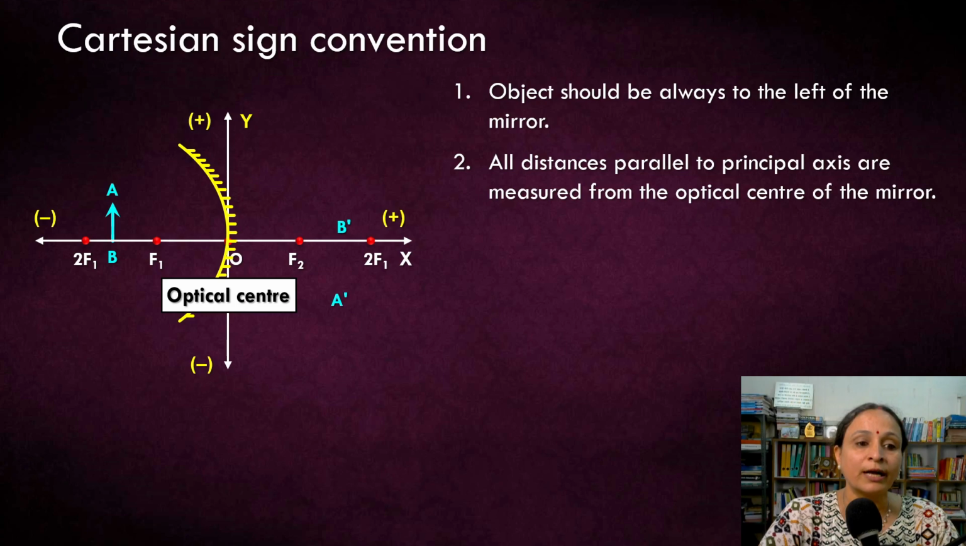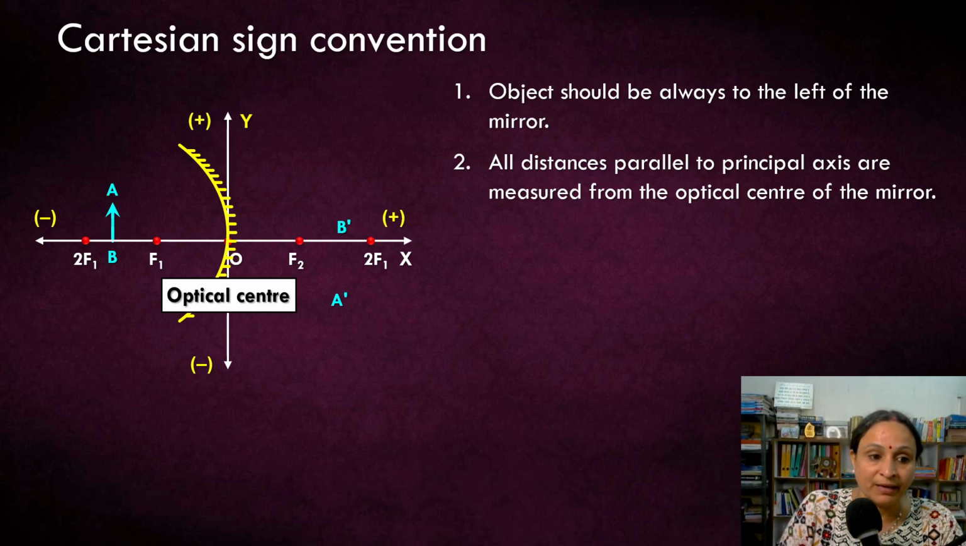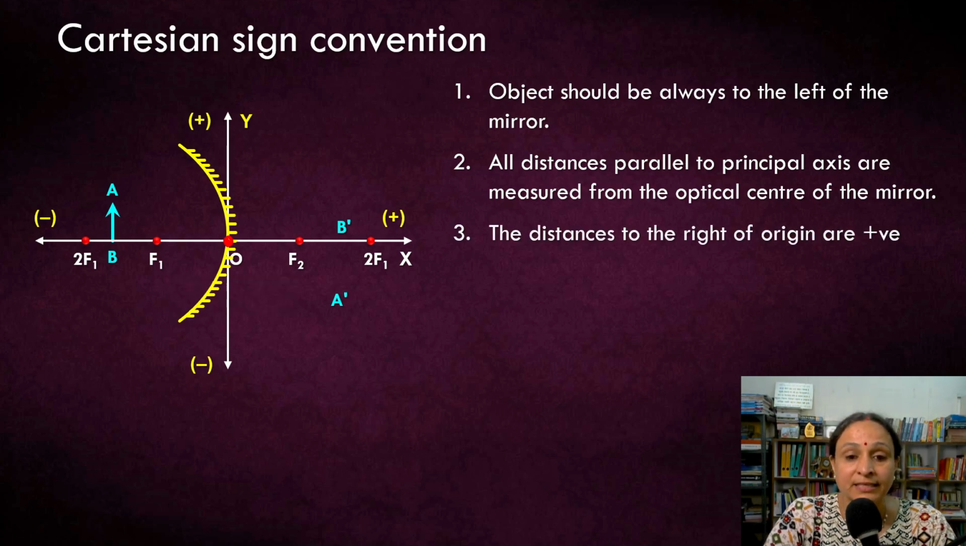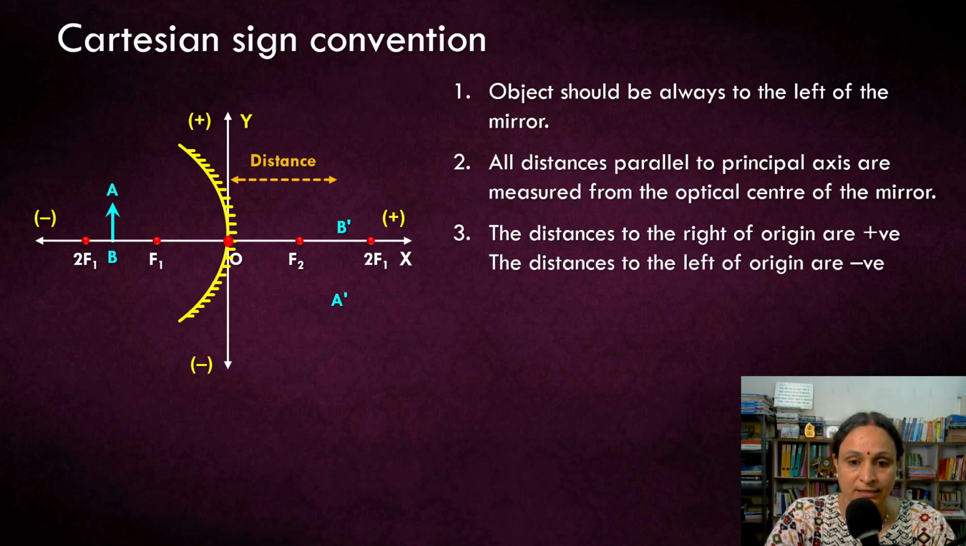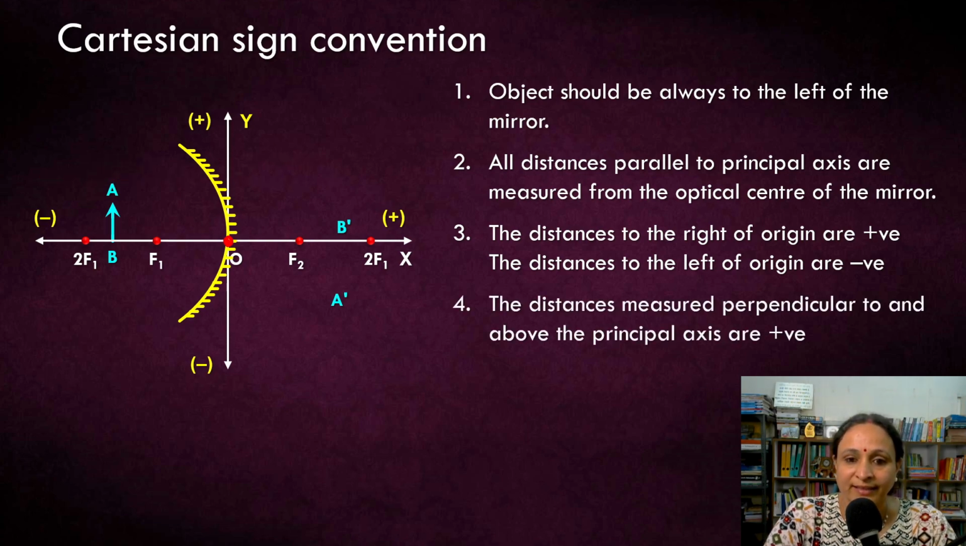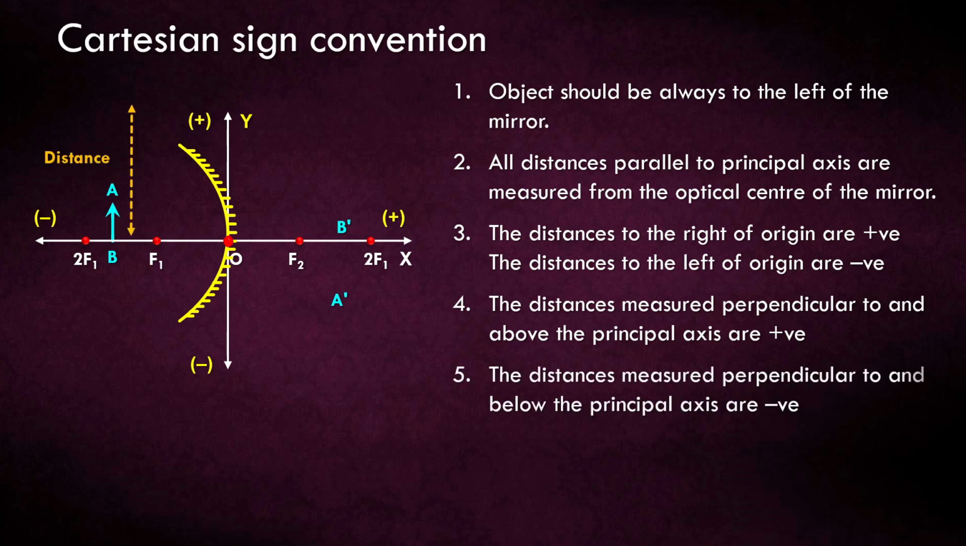Okay, now let's talk about the optical center. All distances should be measured from the optical center only. That means the distances should be measured from the optical center only, not any other place. The distances to the right of the origin are positive, and the distances to the left of the origin are negative. Right? Okay, the distances measured perpendicular above the principal axis are taken to be positive, and the distances measured perpendicular below the principal axis are taken to be negative.